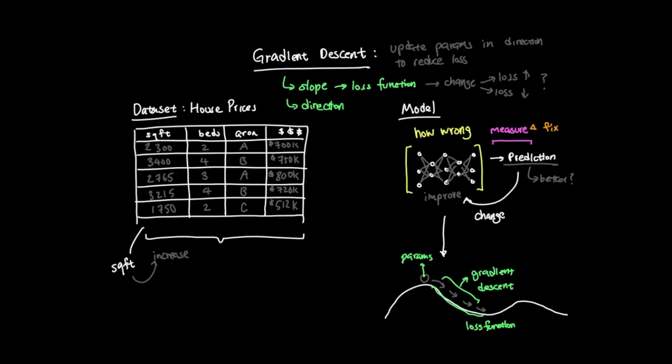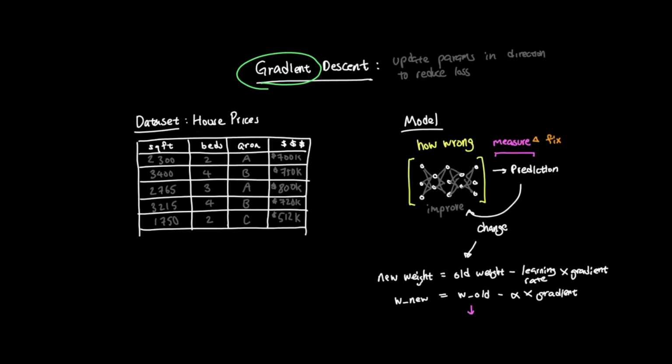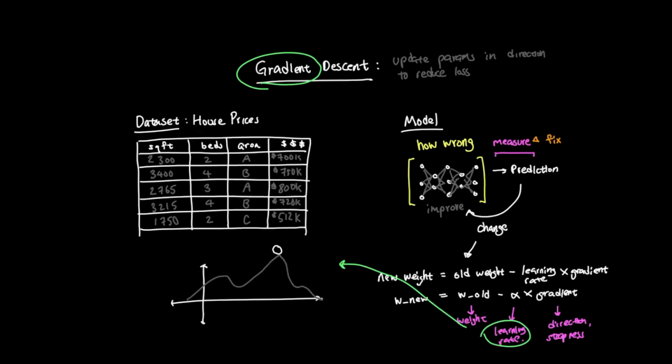The important thing is that the gradient points in the direction where the loss increases the fastest. So if we want to make the loss smaller, we want the opposite direction. That is the descent part of gradient descent. The basic update rule looks something like this. New weight equals old weight minus learning rate times gradient, or written more mathematically like this, where W is the weight that we are updating, the gradient tells us the direction and the steepness of the loss, and alpha is the learning rate. And the learning rate controls how big of a step the model takes each time it updates its parameters.